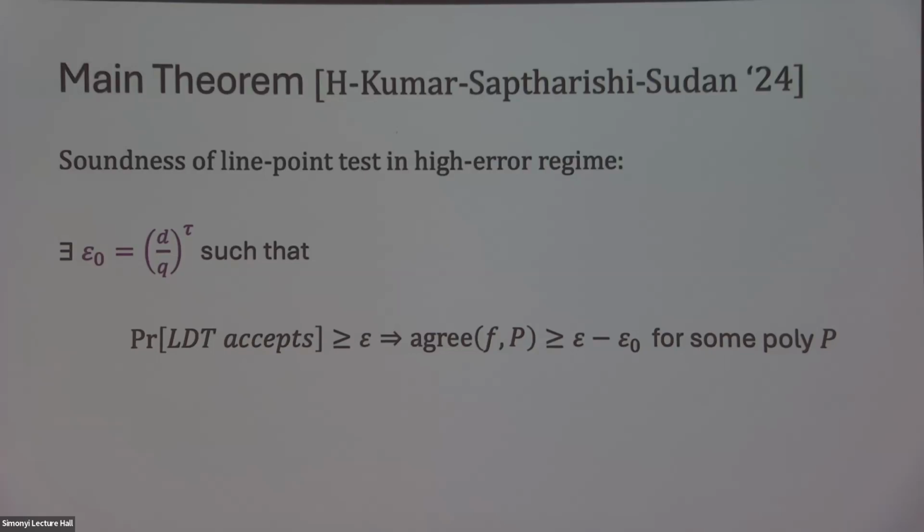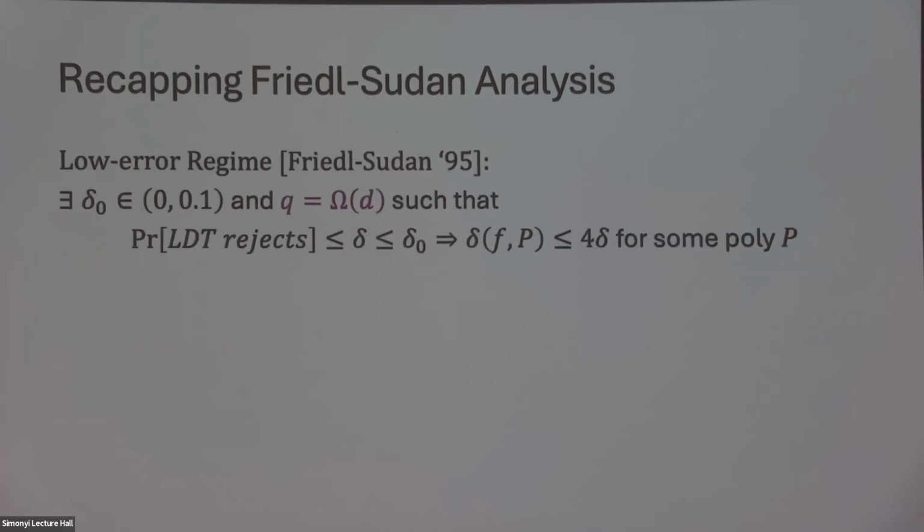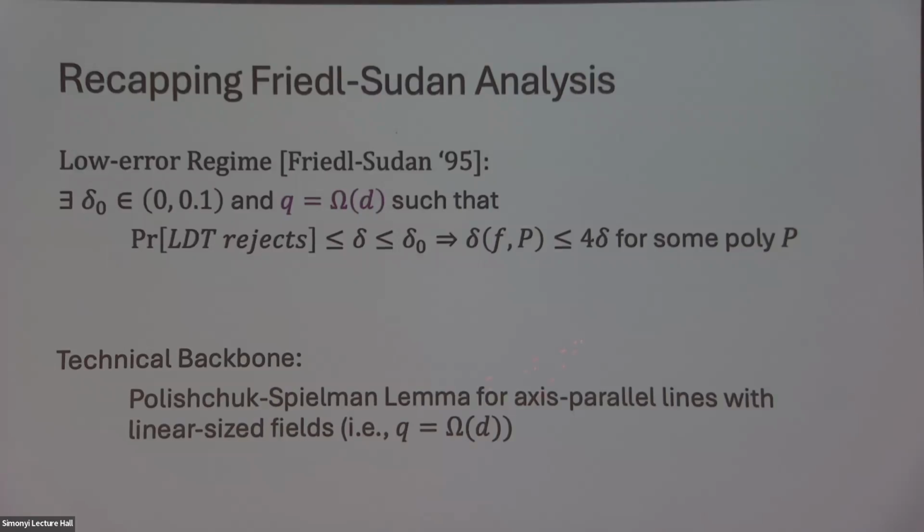Question? Okay, so let's try to give a high level overview of one of the ingredients that goes into the proof. So just to recap Friedl-Sudan's analysis, this was the low error regime. This was a statement they proved. And the technical backbone behind this statement of Friedl-Sudan was actually the Polishchuk-Spielman lemma for axis parallel lines that I mentioned. So let's look at that a little more closely and see if we can strengthen that lemma to prove the corresponding statement for the higher error regime.